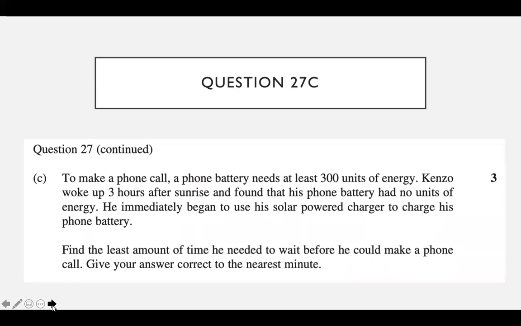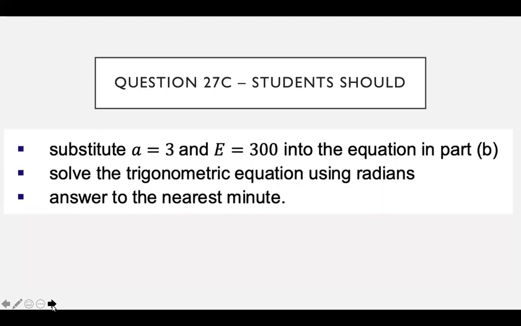It was interesting, a number of students assumed certain things about when Kenzo may have woken up as part of this, but there was a bit to interpret there. And so students needed to substitute A equals 3 and E equals 300 into the equation in part B, and then solve the trigonometric equation using radians.